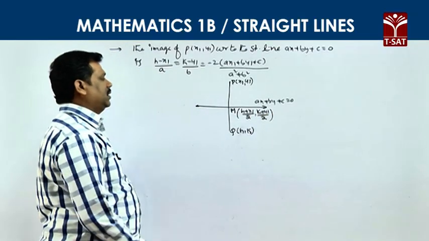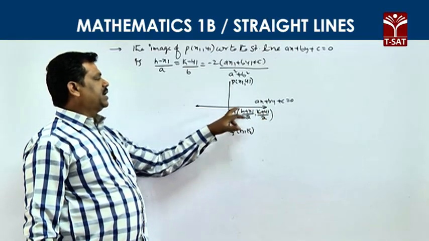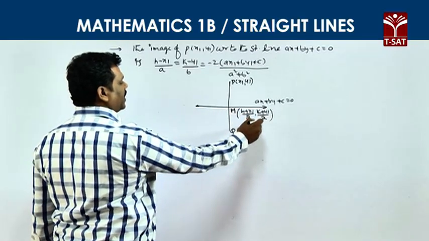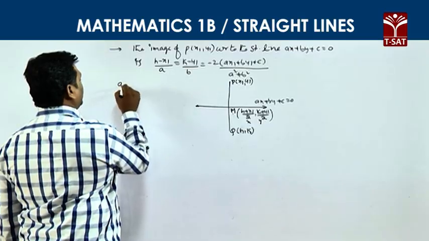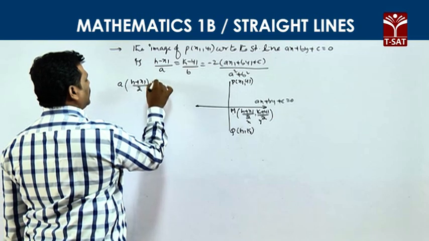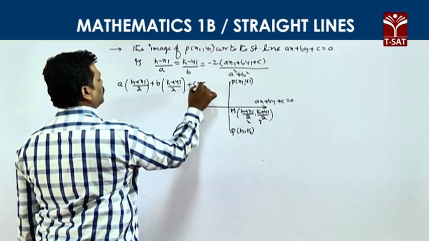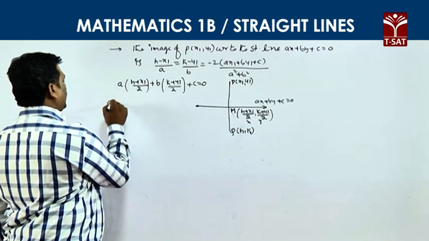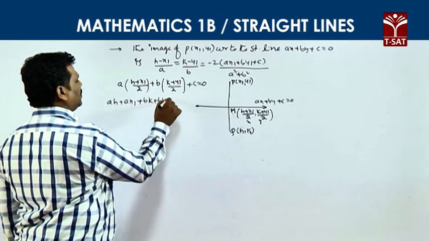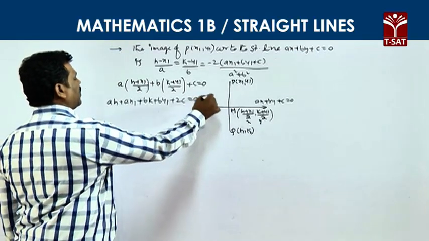The midpoint M is ((h + x1)/2, (k + y1)/2). Since the midpoint lies on the line ax + by + c = 0, we get a(h + x1)/2 + b(k + y1)/2 + c = 0. It can be written as ah + ax1 + bk + by1 + 2c = 0. Okay, this is equation number 1.